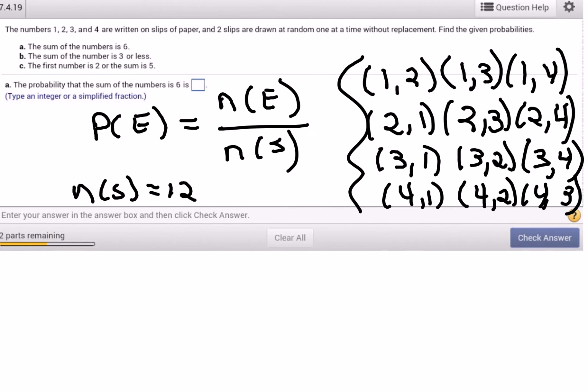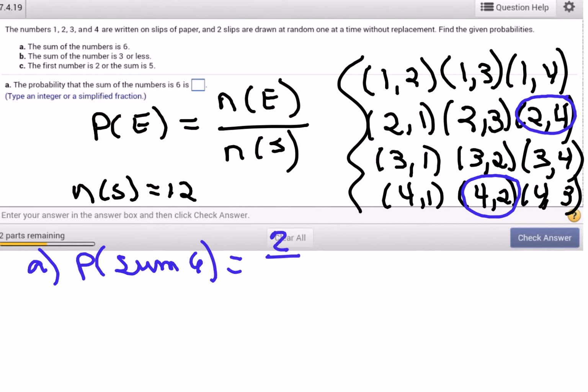So the first one, A, is the probability that the sum of the numbers is 6. Let's look at what we have. Where can we have a sum of 6? Well, that would be 2 and 4, 4 and 2. Those are the only 2 where we could have sums of 6. So the probability is 2 out of the total sample space, which is 2 over 12, and then we can reduce that to 1/6. So that would be my probability that the sum of the numbers is 6.